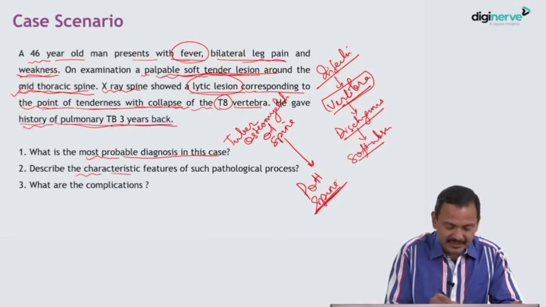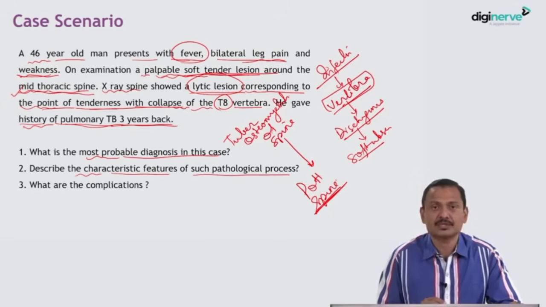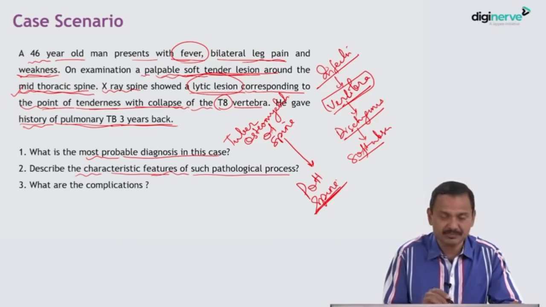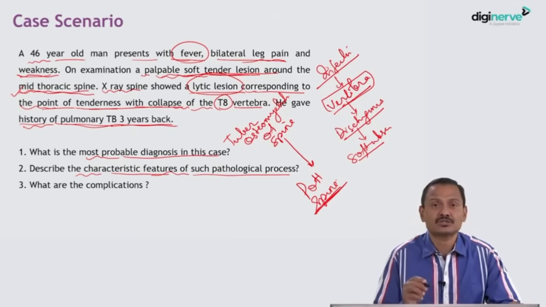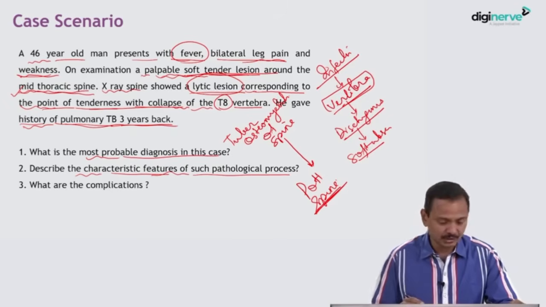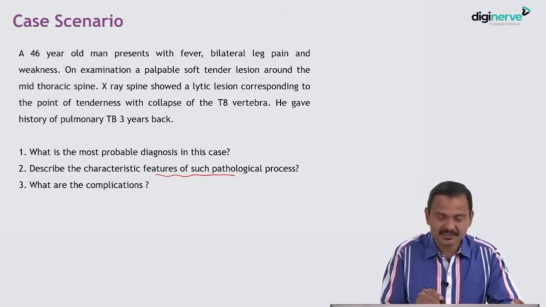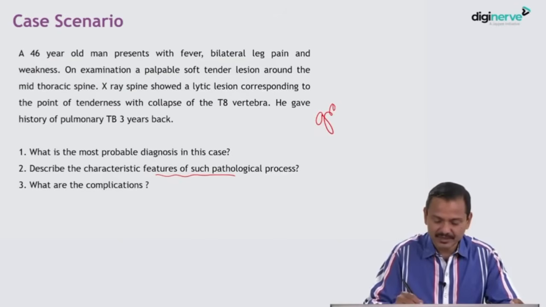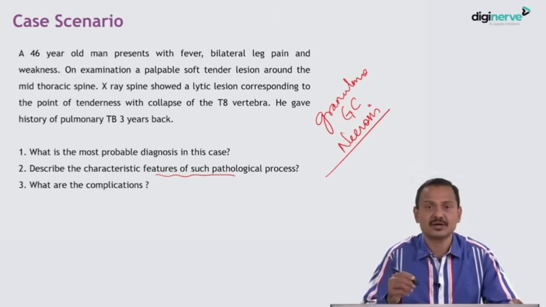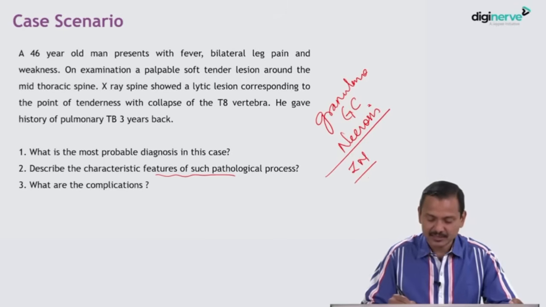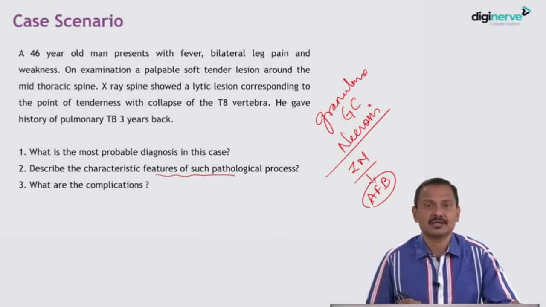Now describe the characteristic feature of such pathological process. So you have to mention here what are the microscopic features of tubercular osteomyelitis, or what you find in tuberculosis. So if you come to the characteristic feature, what shall we find? We will find granuloma, giant cells, and necrosis. And how is TB confirmed? We do a special stain called ZN stain, and it will highlight the acid fast bacilli, so tuberculosis can be confirmed.